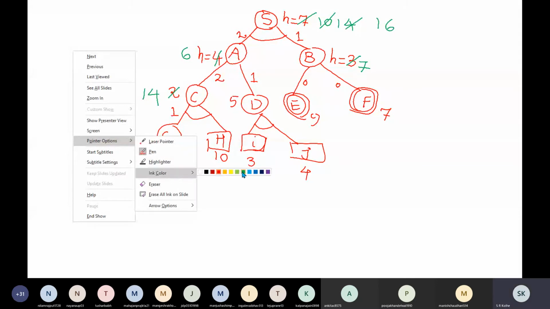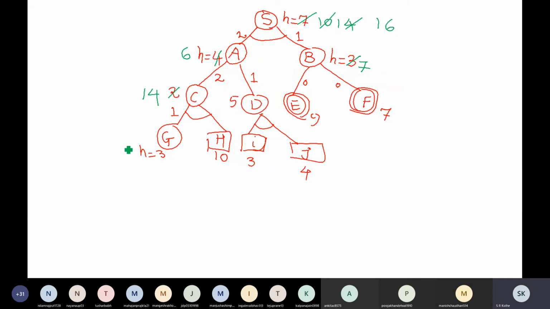What will happen now? Cost of D will become 7. Correct. These are zero cost, right? That is given because we are reaching terminal nodes. So 4 plus 3, that is 7. It was 5. So instead of 5, this cost will become 7.